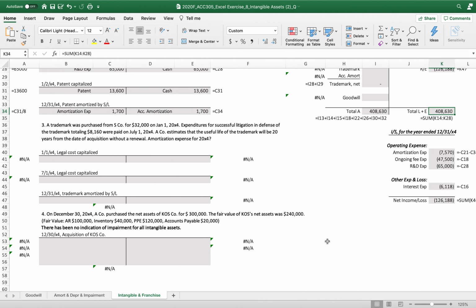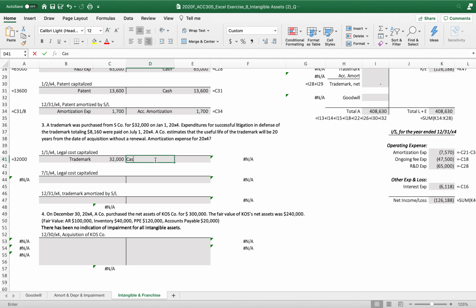Next, a trademark was purchased from S Corporation for $32,000 on January 1st, 2004. Expenditures for the successful litigation in defense of the trademark totaling $8,160 were paid on July 1st, 2004. A corporation estimates that the useful life of the trademark will be 20 years from the date of acquisition without a renewal. That is the useful life. Amortization expense, okay. Legal cost now capitalized. Then we add the legal cost. Trademark how much? 32,000.